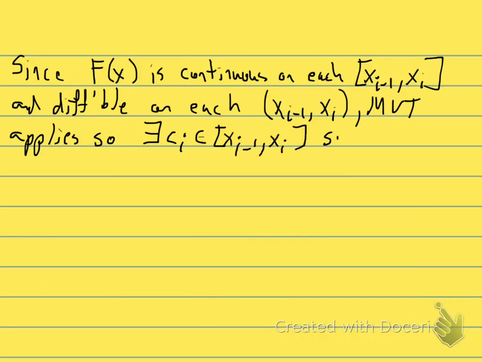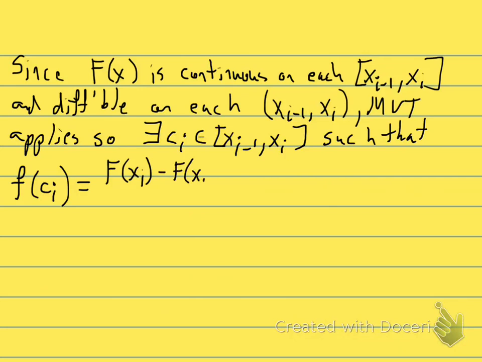And so the mean value theorem says that there exists a ci in each of these intervals in our partition such that the derivative, or the slope of the tangent line at that particular point, and remember, because F is an antiderivative, when I take the derivative of big F, it is little f. So each one of these f of ci's is going to be equal to the slope of the secant line connecting the two points in my interval.